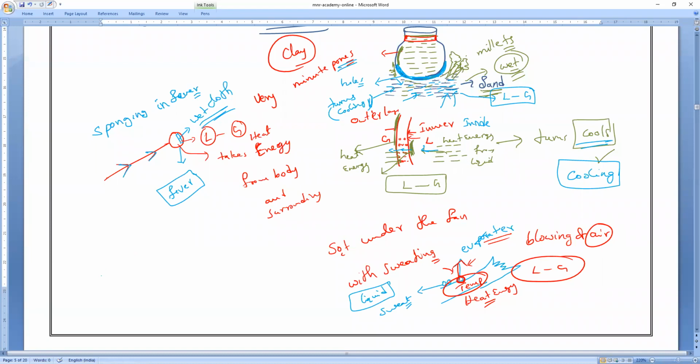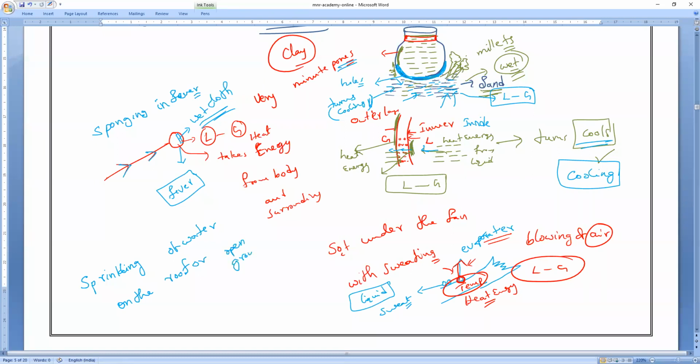Have you all noticed sprinkling of water on the roof or open ground? What does it cause? Suppose your roof is very, very hot. You pour one bucket of water. If you are staying below, you will feel a little bit cool or hot? Cool. Why? The sprinkling of water causes what? Water will evaporate, and coolness.